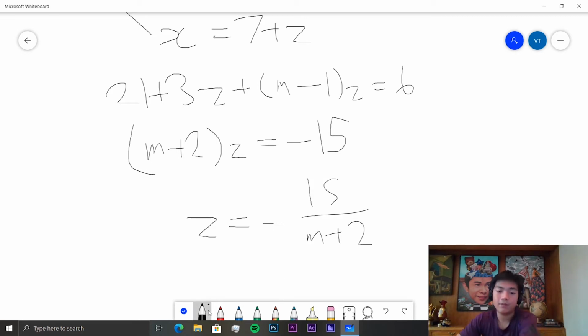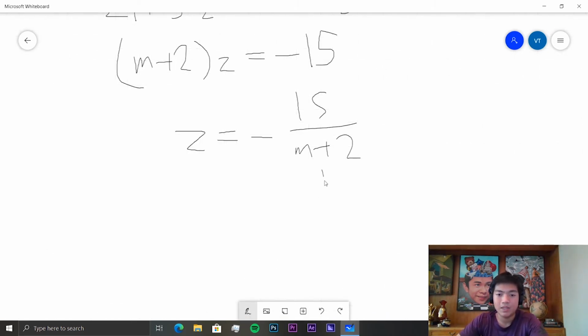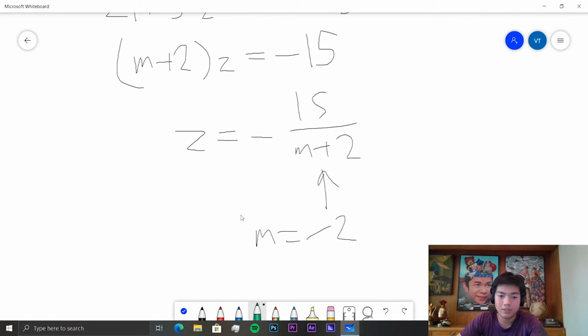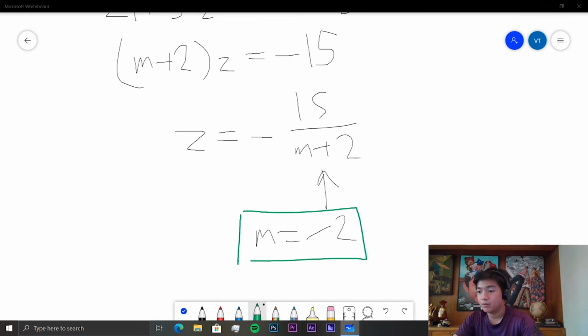And remember, we want to find the value of m for which this has no solution. This will have no solution if it's impossible to divide by the denominator. So in this case, if m is equal to negative 2, there will be no solution to the system of linear equations. So m equals negative 2 will be our answer.